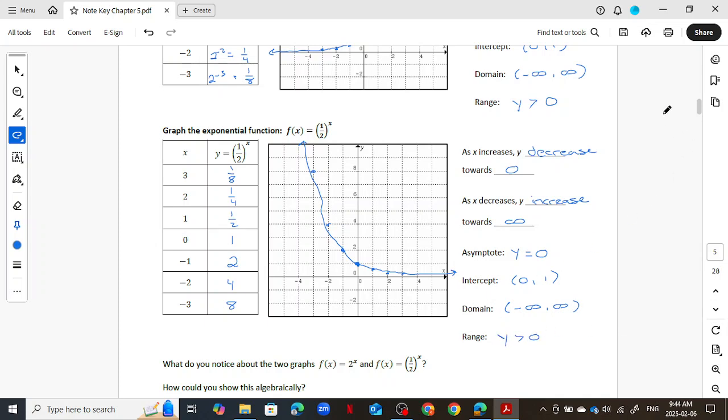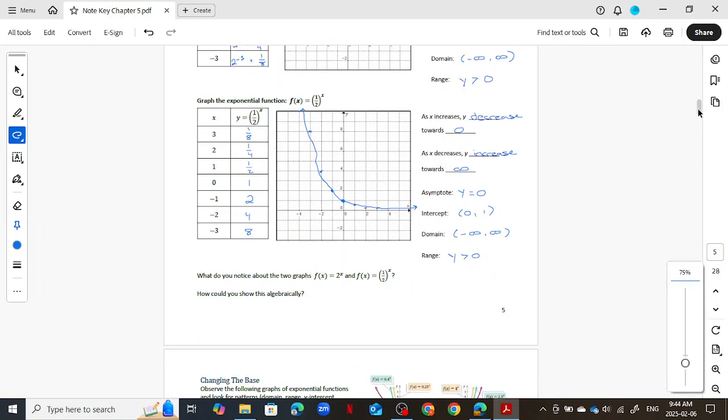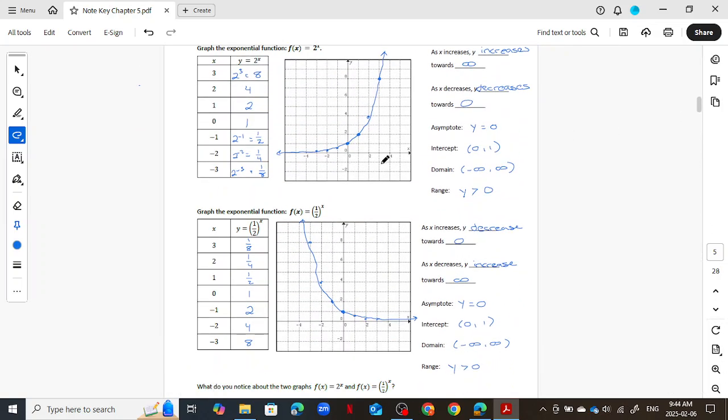So when you look at the bottom parts, I'm just going to shrink this down a little bit. When you look at the bottom parts of these two graphs, and we're talking about their features, the asymptote is the same, the intercept is the same, the domain is the same, and the range is the same. What's different is that this is an increasing graph. So as x increases, y increases. And with this one, we could call this a decreasing graph, or as x increases, y decreases.